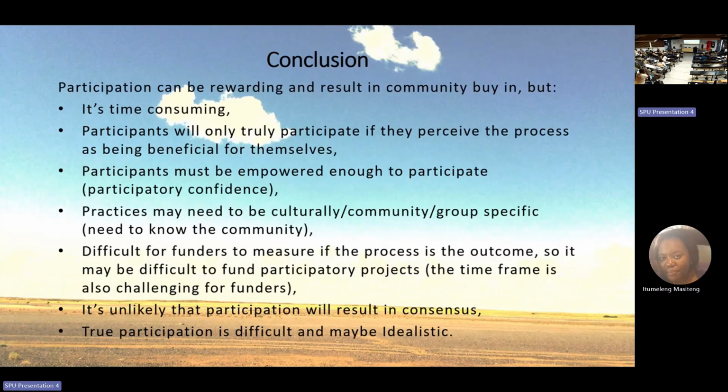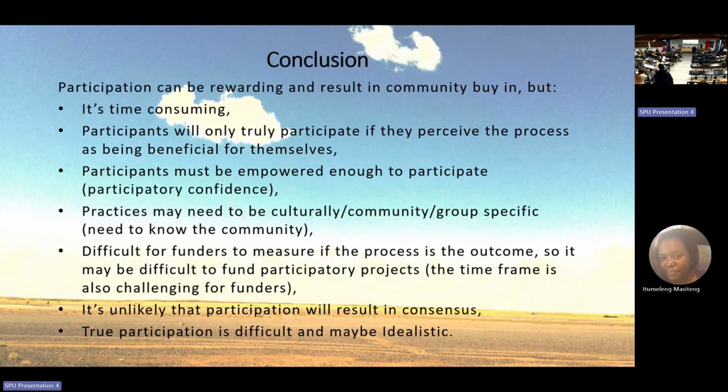Participants only truly participate if they perceive the process as beneficial for themselves. So they might come along to a workshop if you're offering lunch, but they're not really going to participate unless they're really interested. Participants must be empowered to participate. Now that's really difficult, especially in the Kalahari, where a lot of people don't like speaking out, they don't like speaking to people they don't know, etc. And I think that's something that has to take time and maybe education to improve.